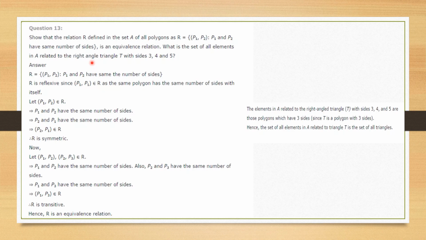Because here there is no other relation except that the polygons have the same number of sides. Whatever kind of triangle it is, it is a triangle, that means it has three sides. It's a three-sided figure. So all the elements related to it will be the set of all triangles, which follow this relation.